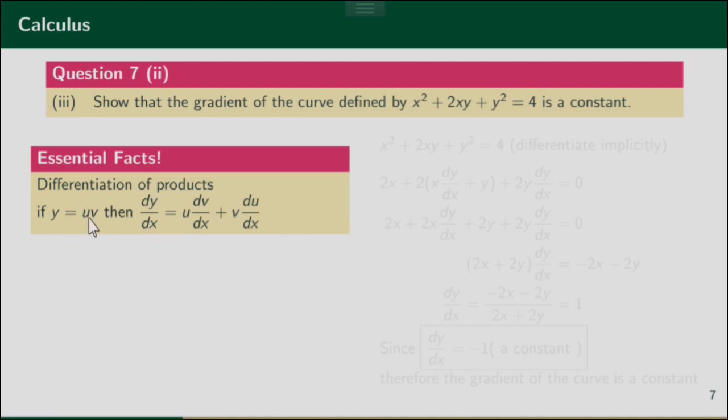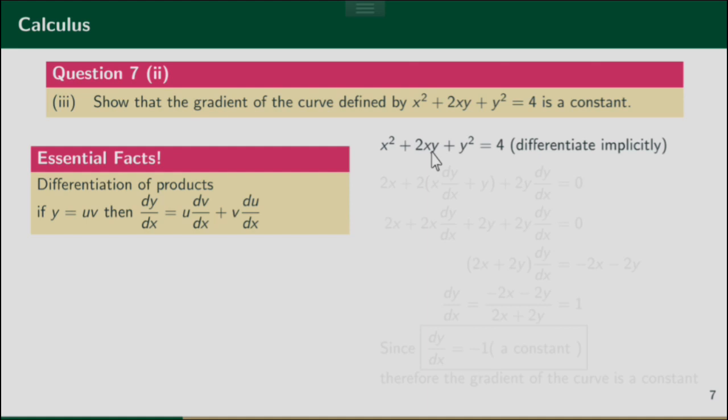If y is equal to uv, where u and v are of course functions of x, then dy by dx is: I keep u constant, I differentiate v with respect to x, plus I keep v constant and I differentiate u with respect to x. So I am going to be applying this product rule in this differentiation. To show that the derivative of this is equal to a constant, I have to show that dy by dx gives me a number.